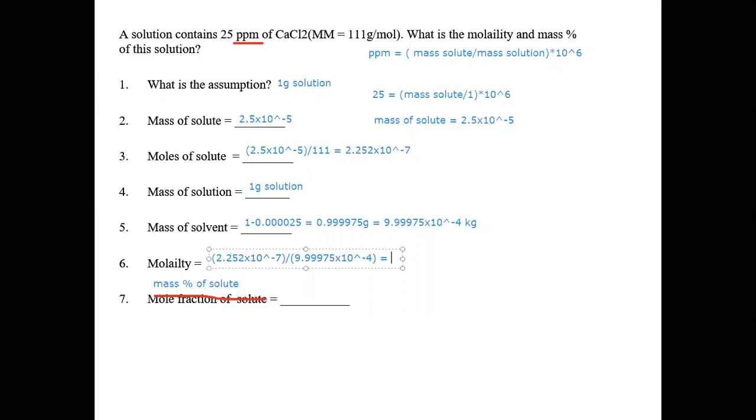And we get roughly 2.5 times 10 to the negative 4 molal. So that's the molality of the solution. Now we can find the mass percent. And we get 0.0025%. So we were able to calculate the molality of a 25 ppm calcium chloride solution and its mass percent. Let me double check my calculations.